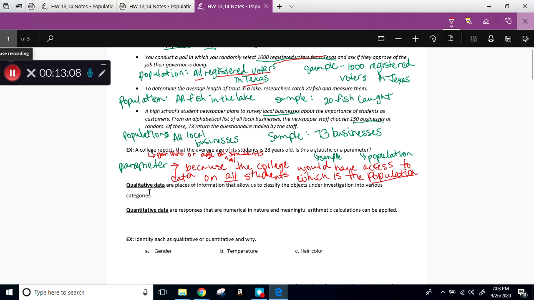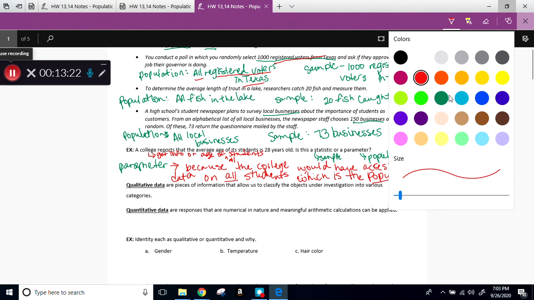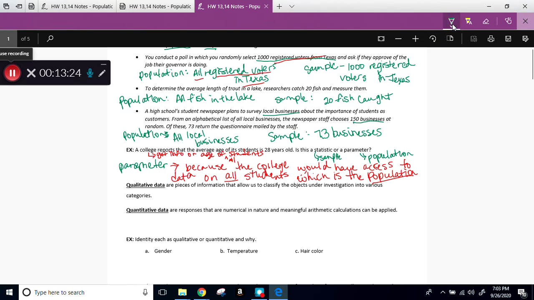Okay, qualitative data and quantitative data. Qualitative data deals with various categories. And a lot of times it's stuff that's written in words, but not always.